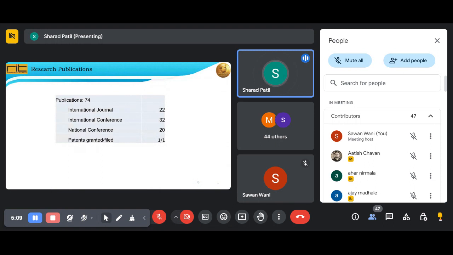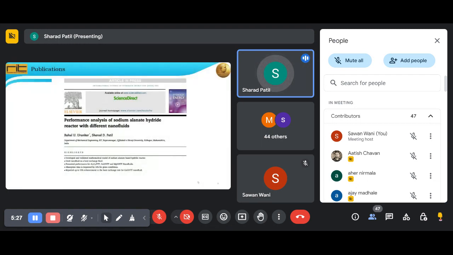So as rightly mentioned by the madam, this is my brief publications. I have a total of 74 publications, of which 22 are in international journals and the remaining are in conferences, as well as two patents. I have one granted and one filed. These are some of the major publications, because all of you are from mechanical engineering, and this is one of the reputed journals published by Elsevier. It is the International Journal of Hydrogen Energy, in which my major work is published. These are some of the screenshots.